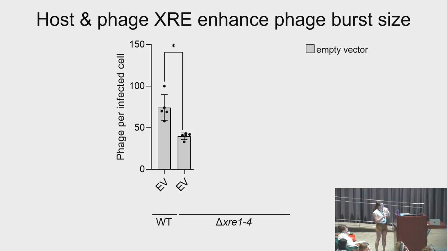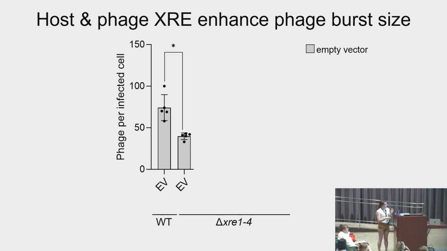And so I did some phage infection assays, and the y-axis here is just looking at the phage per infected cell, so this is looking at how many phage are produced during each infection. Here we have a wild-type strain with an empty vector compared to a mutant in which we deleted all 4 of the host XREs, and we can see that we get this decrease in the amount of phage that are being made.